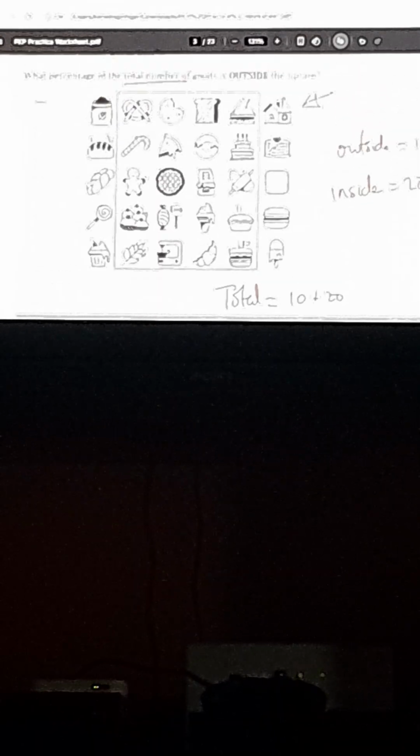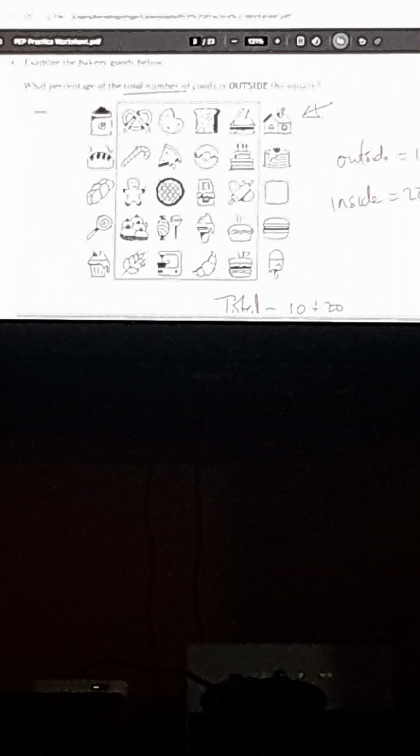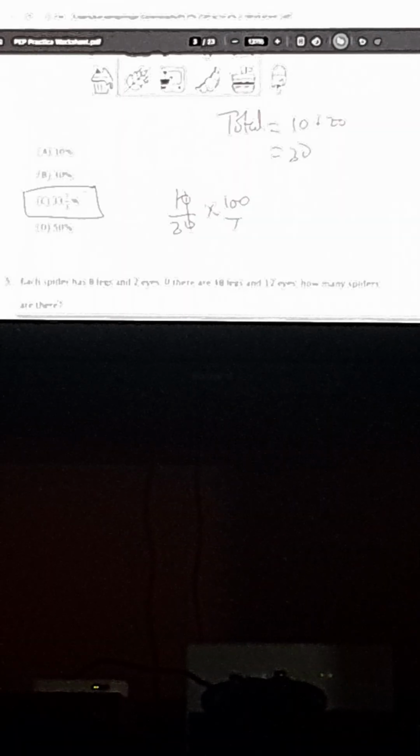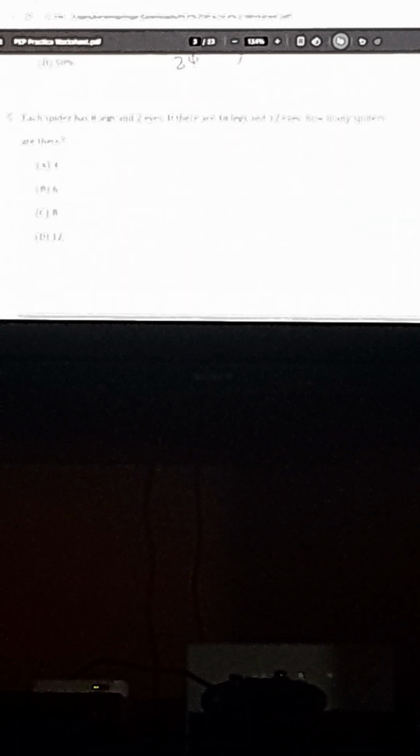So what percentage? Let's go. Outside of the total number of goods, you'll have to put 10 out of 30, like 100 over 1. Now this is 1/3 and 1/3 family. You know that from a mile away, that's going to be 33 and 1/3%. We are cooking number 5. You're cooking.